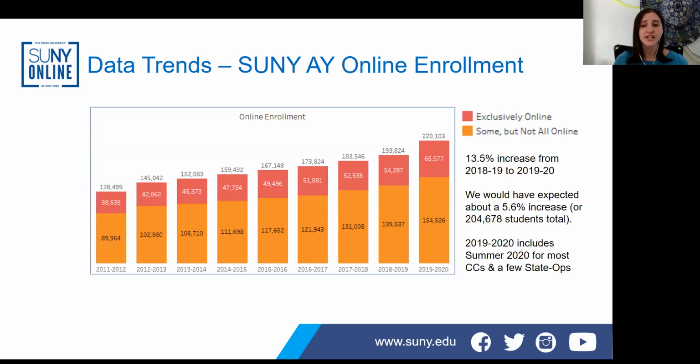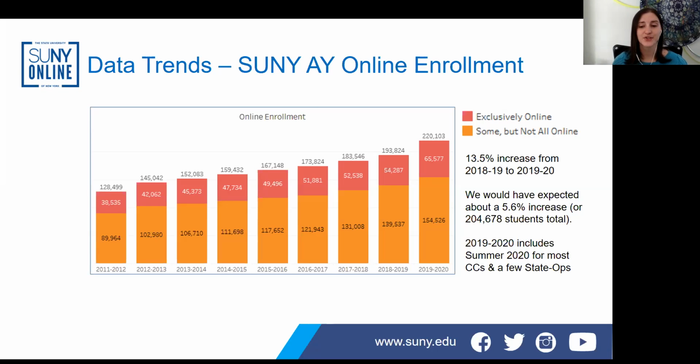You see pretty steady increases. And then you see a little bit of a bump. So it's about a 13.5% increase from 2018-19 to 2019-20. All these other increases were about 5.6%. So we would have expected to see about 204,678 students total if we had that kind of steady increase. But of course, it is a little bit higher.